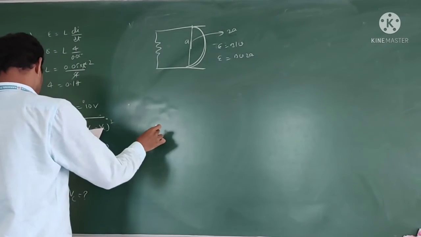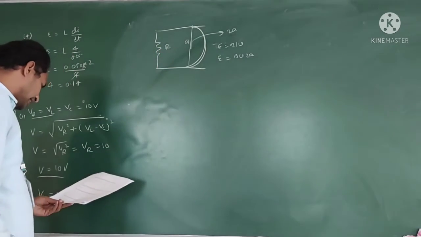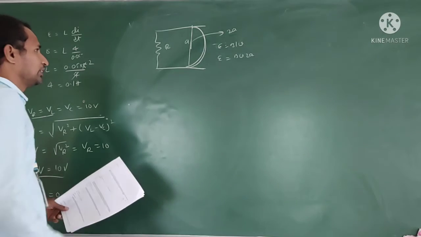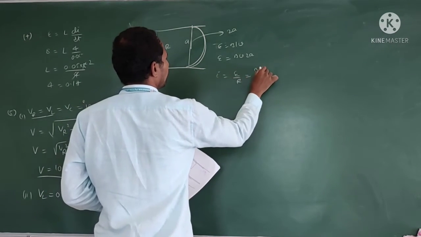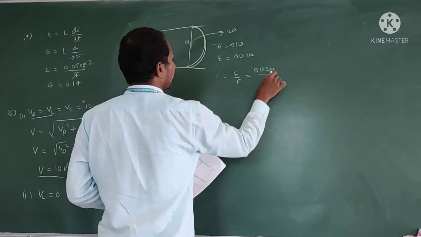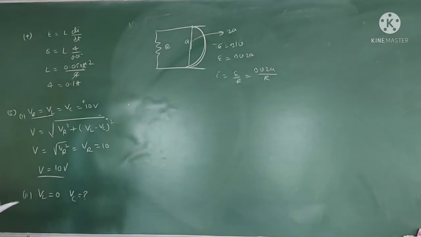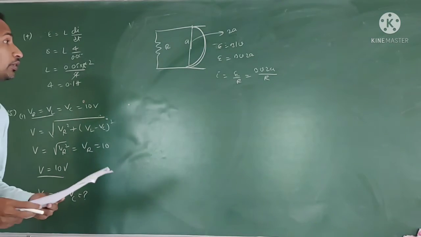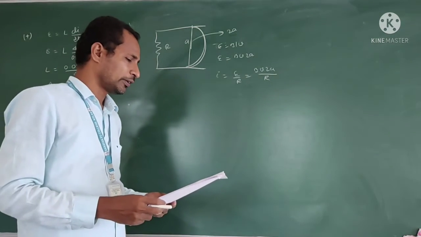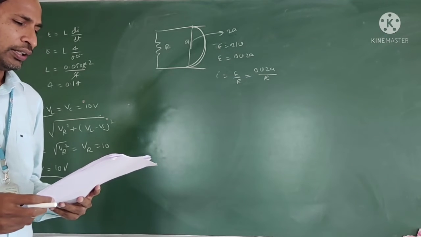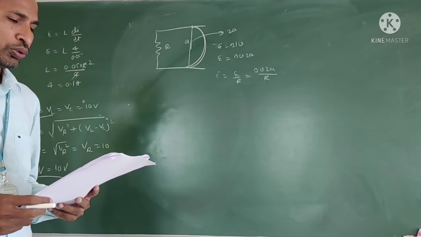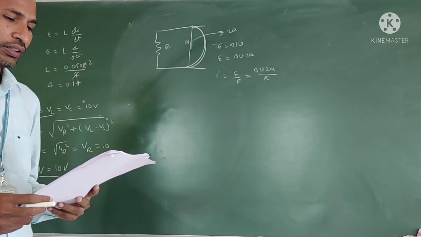Now this resistance is given as R. What they are asking is the induced current. So I is equal to E by R, which is B V 2A by R. We are calculating only the magnitude, so I did not take any direction. Okay.